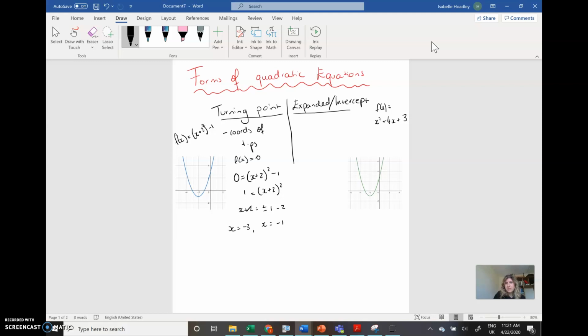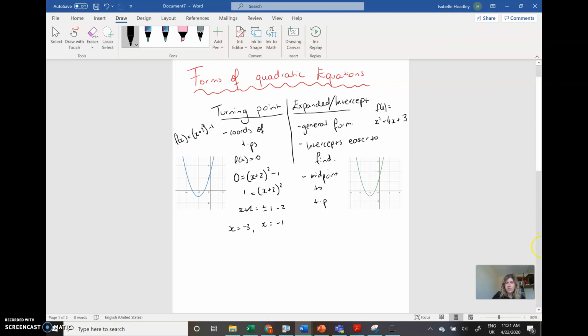Now your expanded intercept form, this is the general form that you'll see quadratics in. And obviously that one is probably slightly easier to go through and find your intercepts from that equation. And in that case as well, if you wanted to find the turning point, once you've got the intercepts, then you use the midpoint of those intercepts to find the turning point.